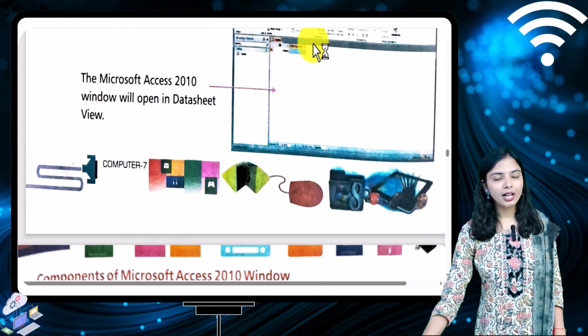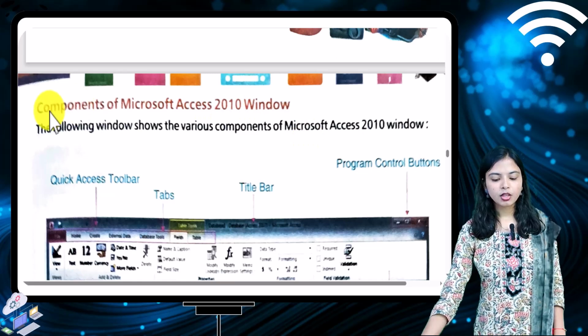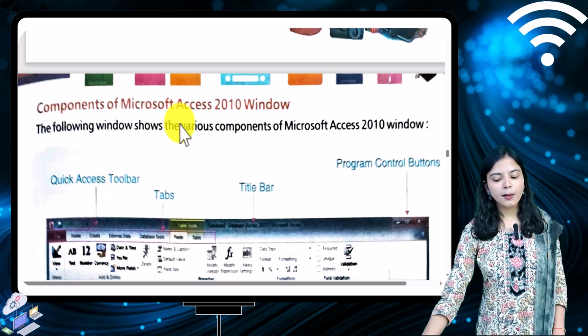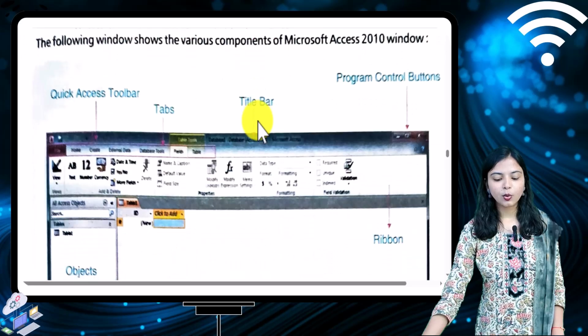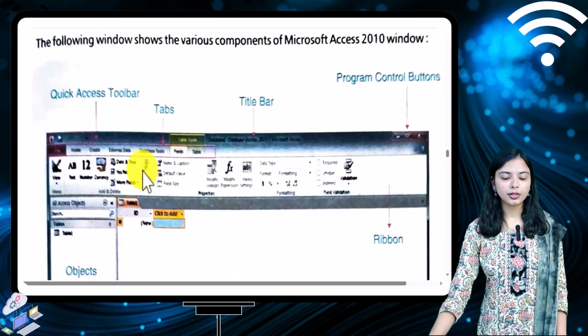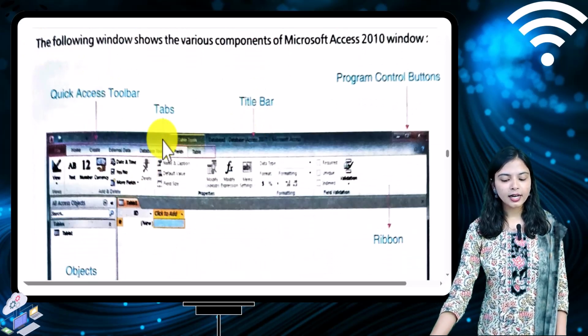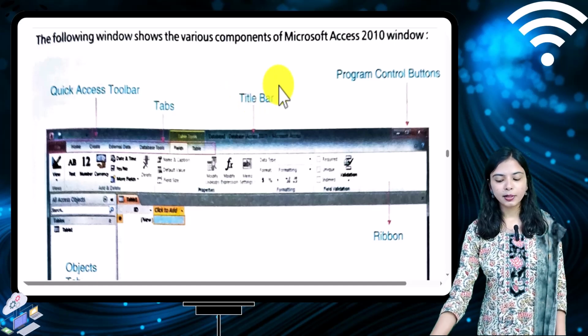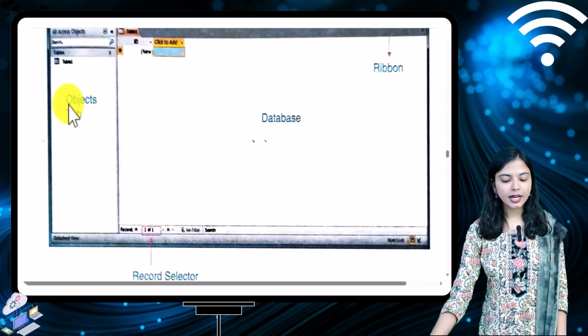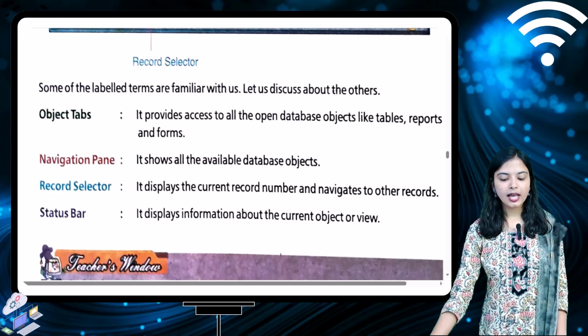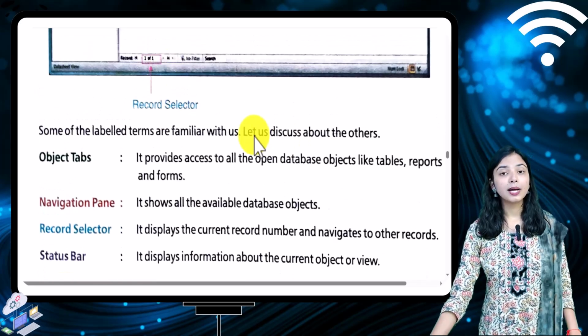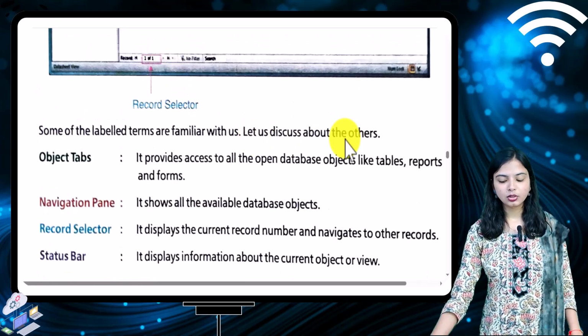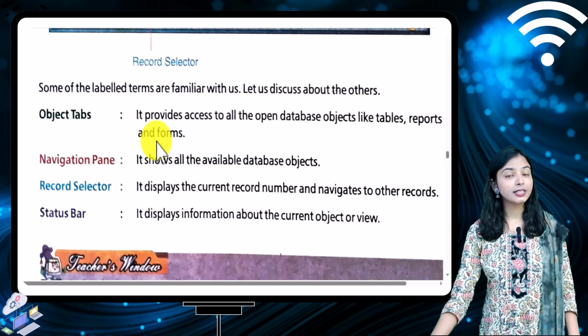So here it will look like this. Okay students, components of the Microsoft Access 2010 window. So what are the components of the Microsoft Access window? So this is the toolbar, tabs, title bar, program control buttons, ribbon, database objects tab. Okay, and this is the record selector. So some are the labeled items which are familiar to us. So let us discuss the others. So what are these others?